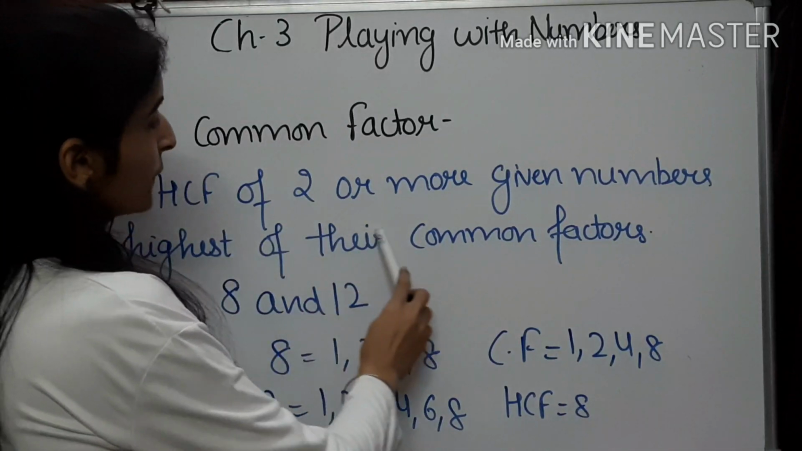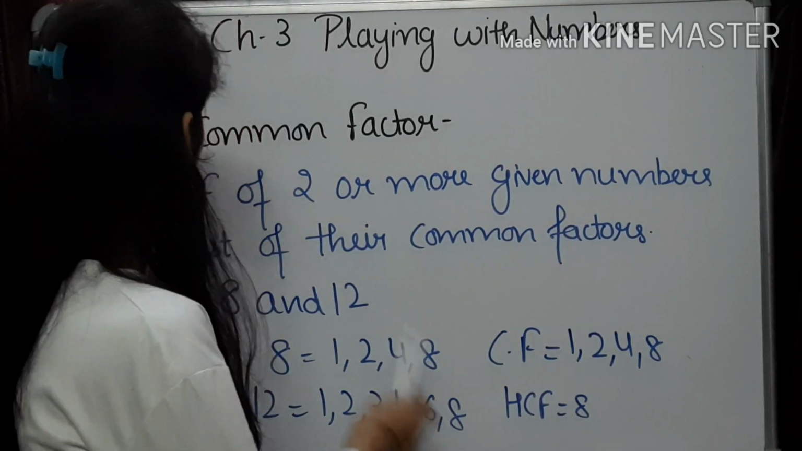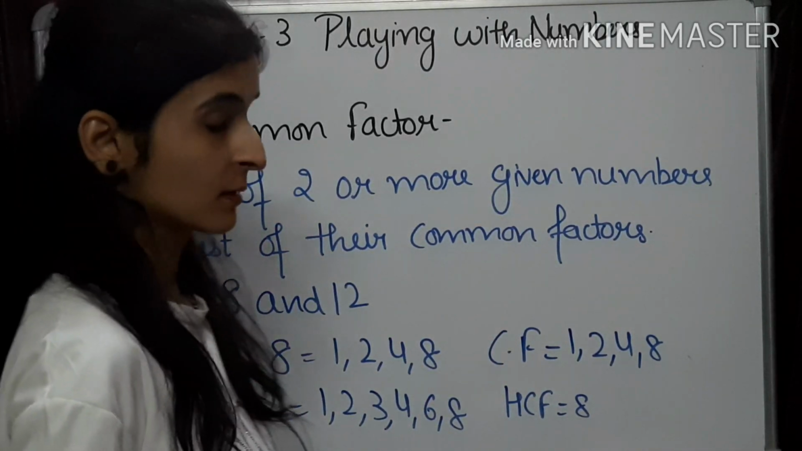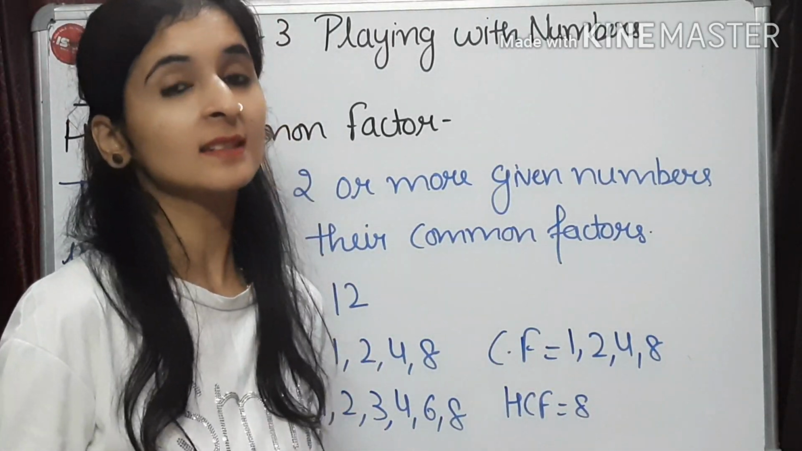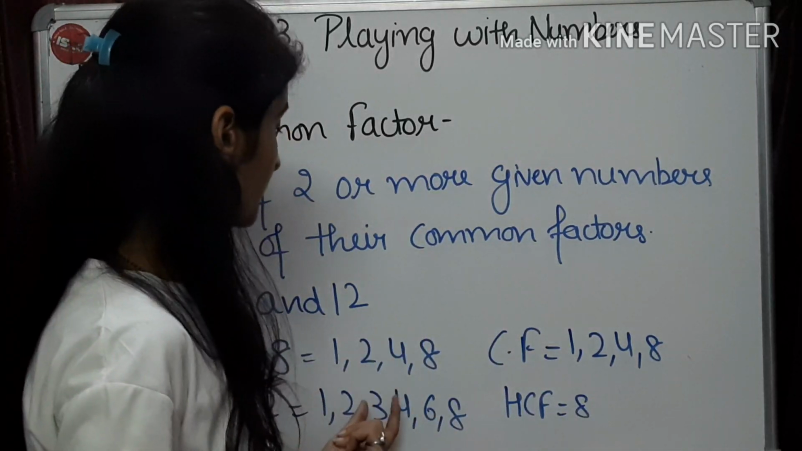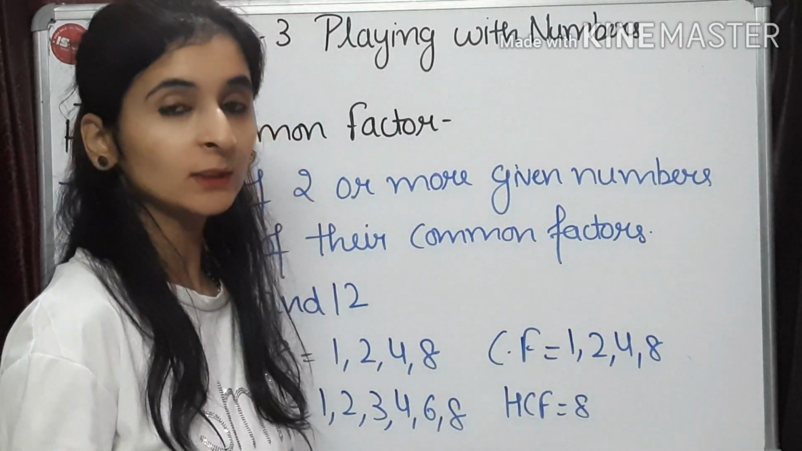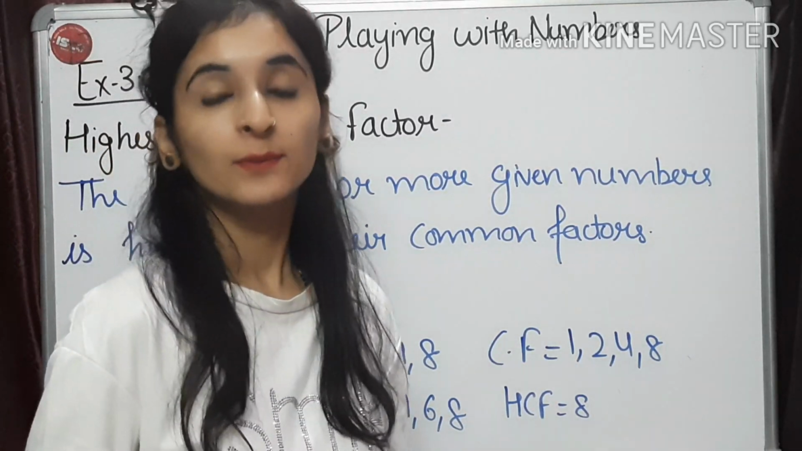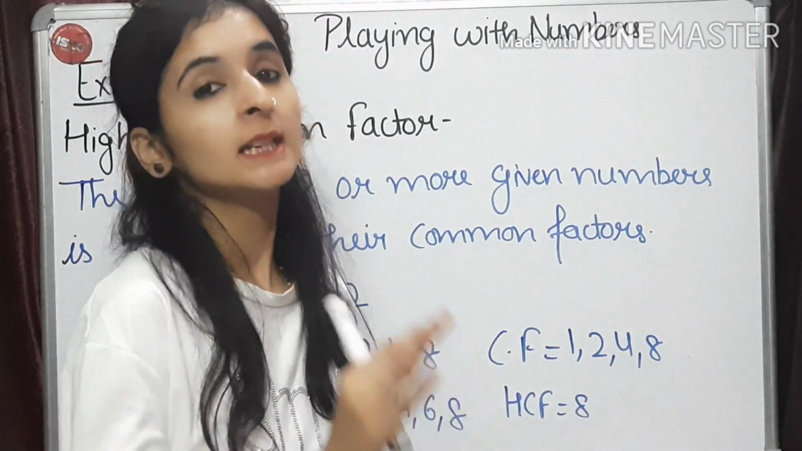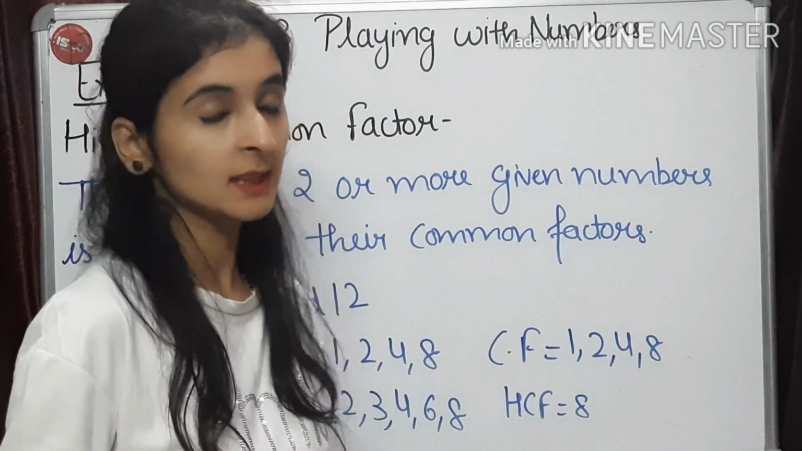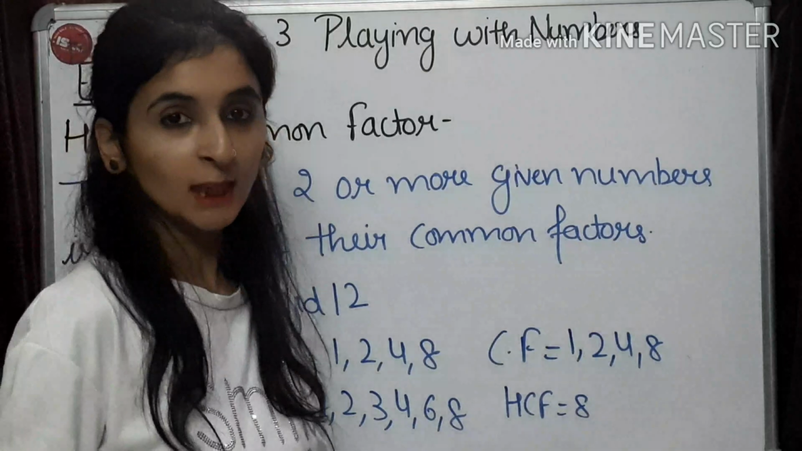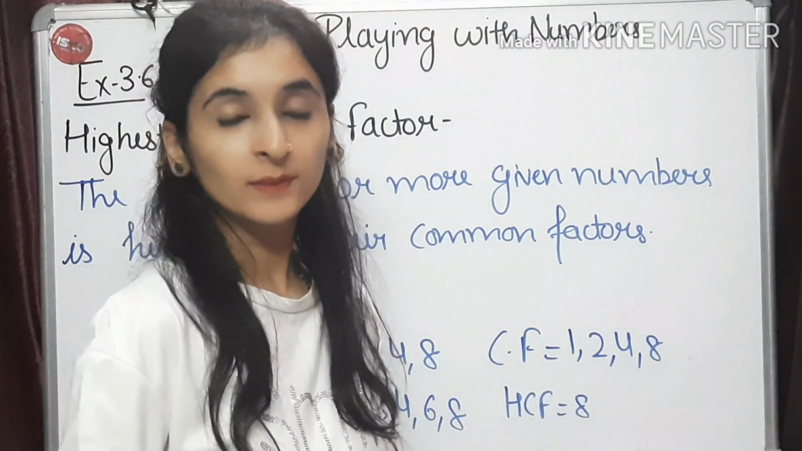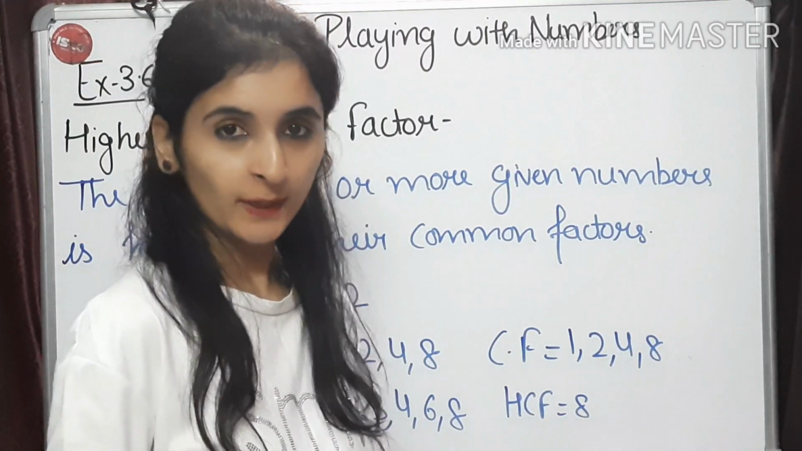The HCF of two or more given numbers is the highest of their common factors. So what does it mean? It means that when we are finding the factors of any given numbers, two or three numbers, then the highest number among the common factors is the HCF, or highest common factor.